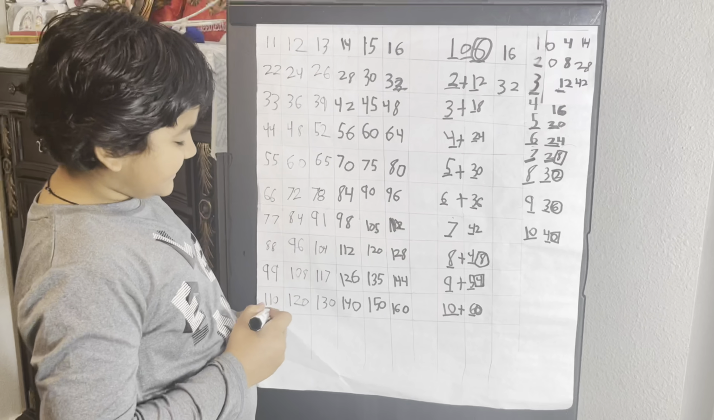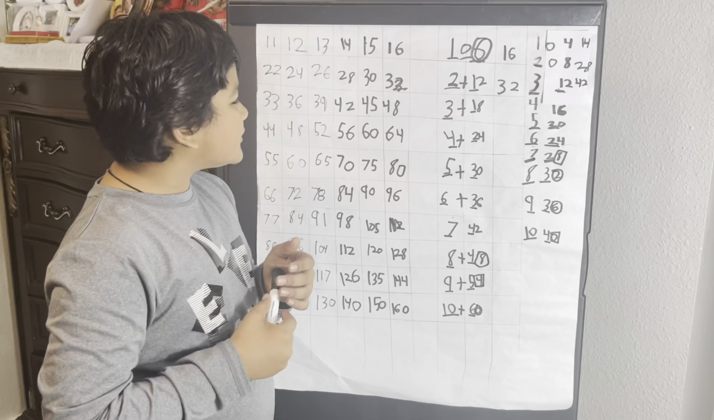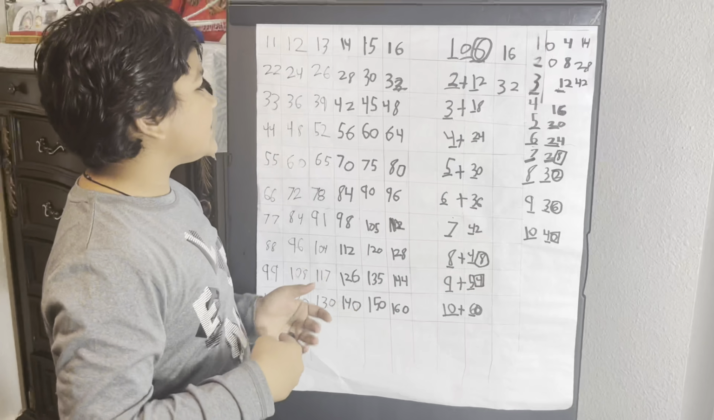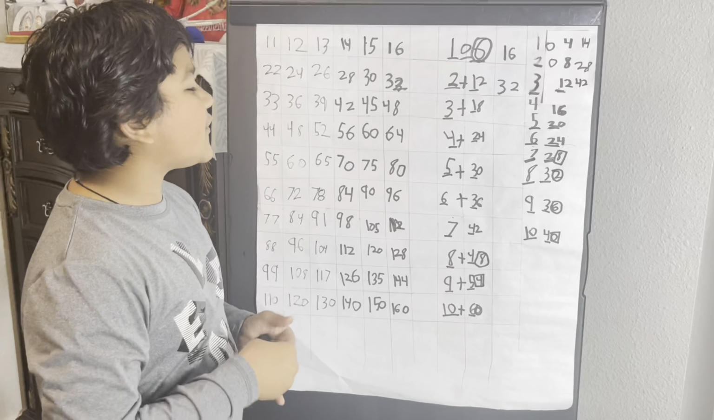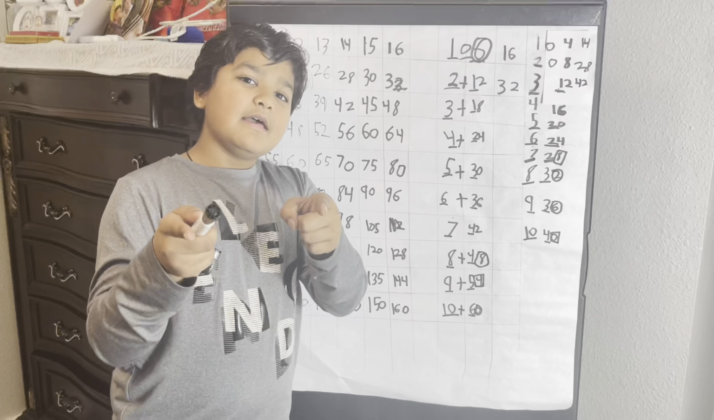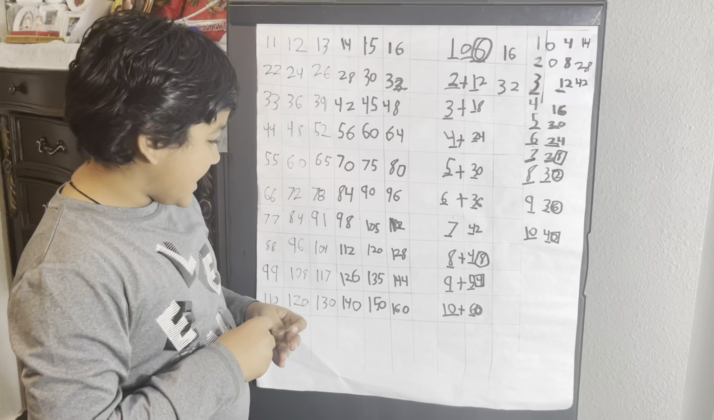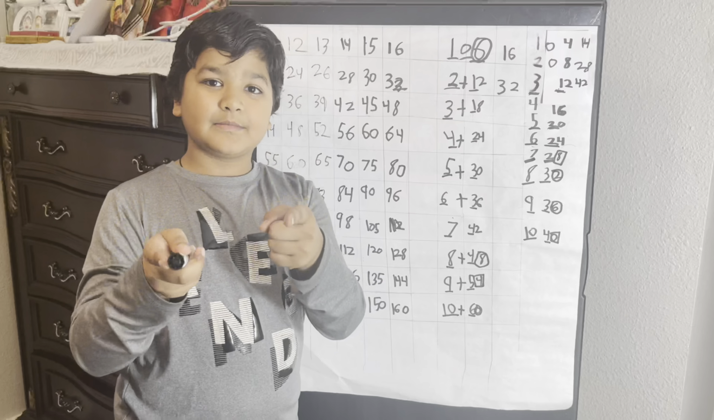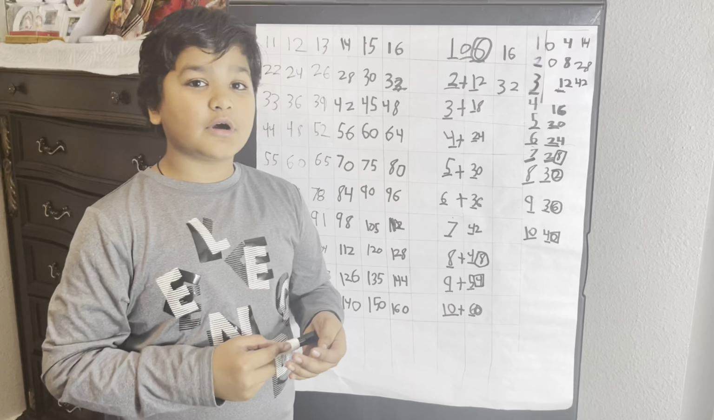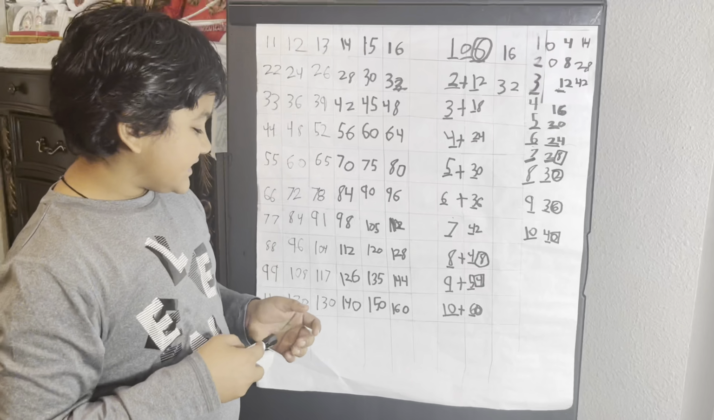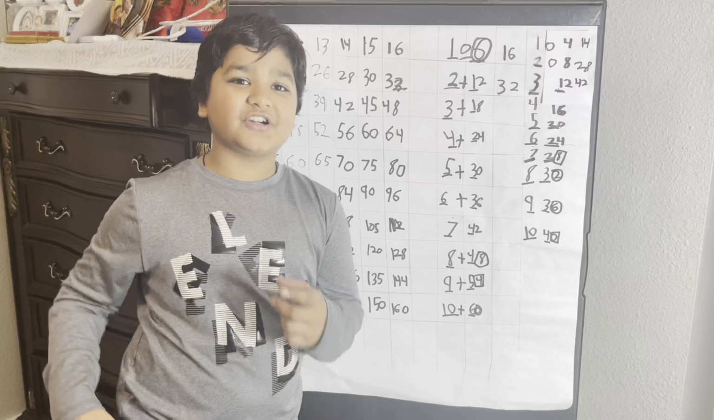16 times 1 equals 16. 16 times 2 equals 32. 16 times 3 equals 48. 16 times 4 equals 64. 16 times 5 equals 80. 16 times 6 equals 96. 16 times 7 equals 112. 16 times 8 equals 128. 16 times 9 equals 144. 16 times 10 equals 160.